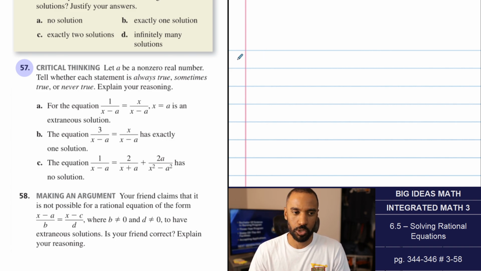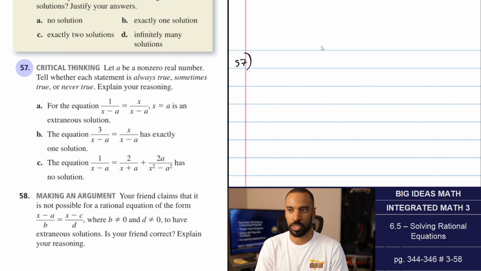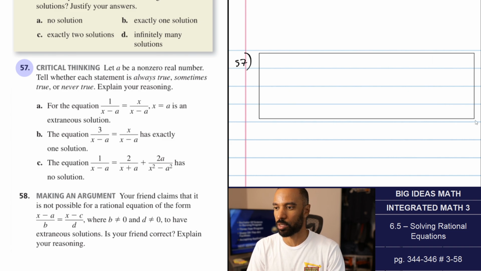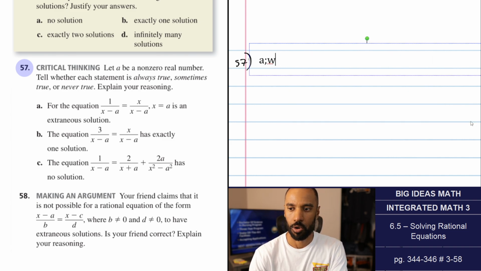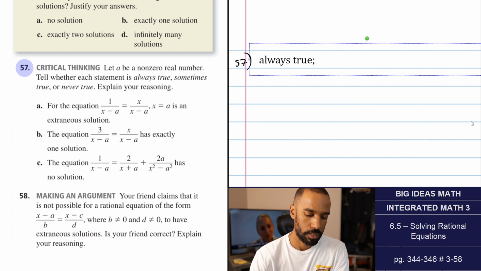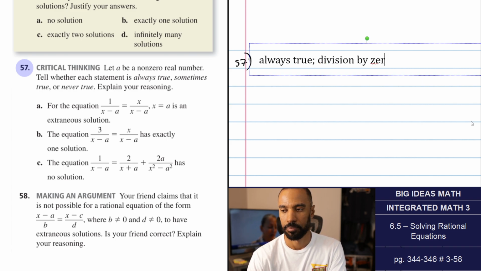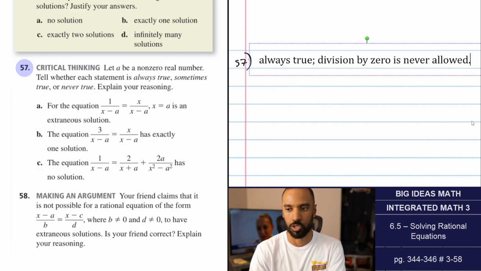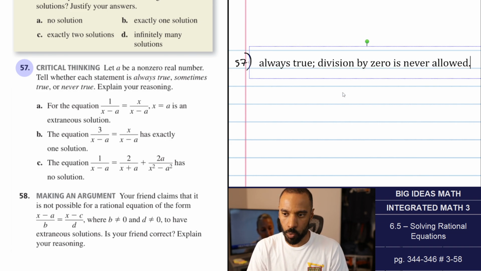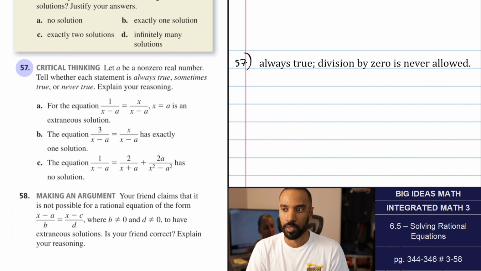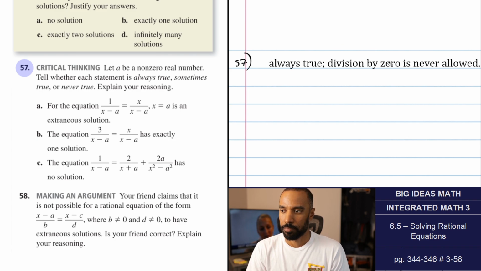is an extraneous solution. That's always true. No matter what, when you substitute a into that thing, you're going to be dividing by 0. Always true. Division by 0 is never allowed. Just straight up. When you substitute a in there, you are going to get 0. That's what's going to happen. Now that is part A. Part B.